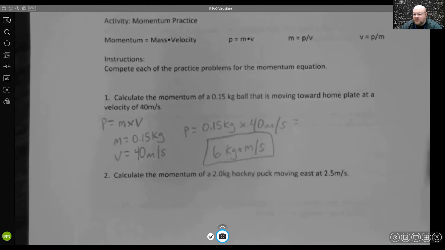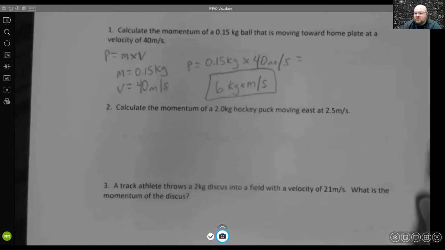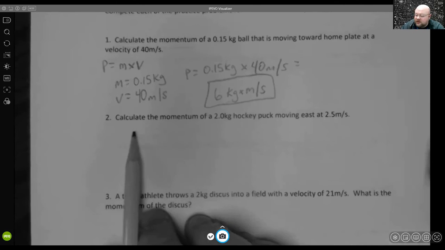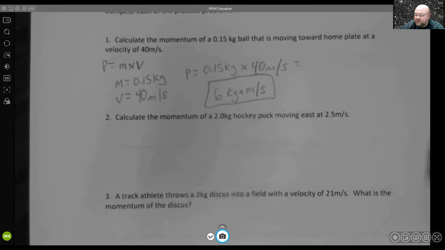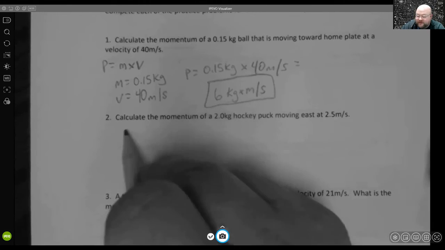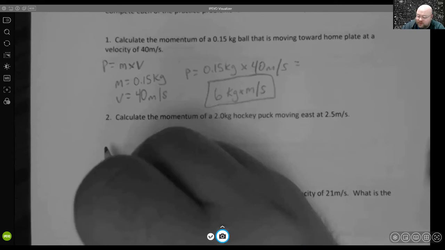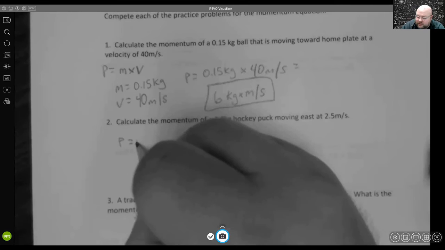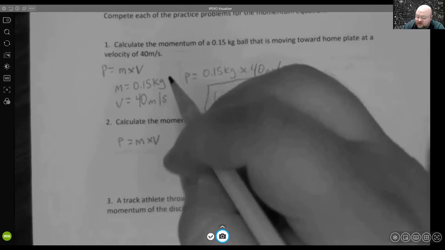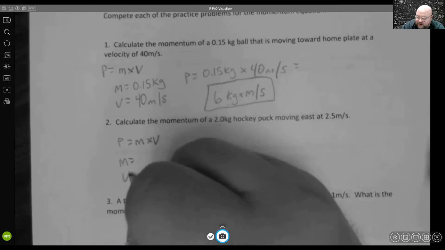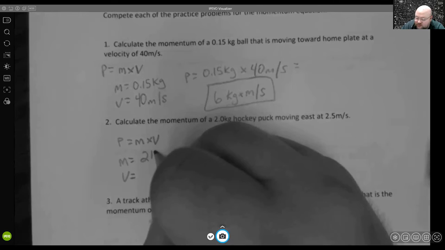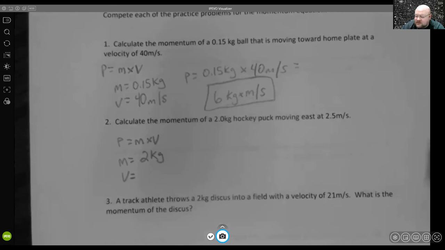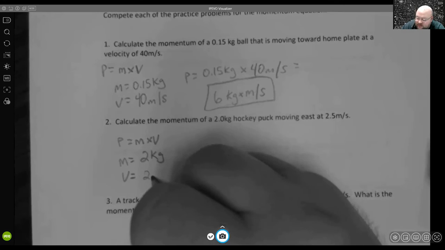Okay. Let's look at number 2 in these examples. Calculate the momentum of a 2 kilogram hockey puck moving east at 2.5 meters per second. So calculate the momentum right off the bat. It tells you we're looking for momentum. So P equals M times V. What's our mass? What's our velocity? In this case, mass is 2 kilograms. And our velocity is 2.5 meters per second.